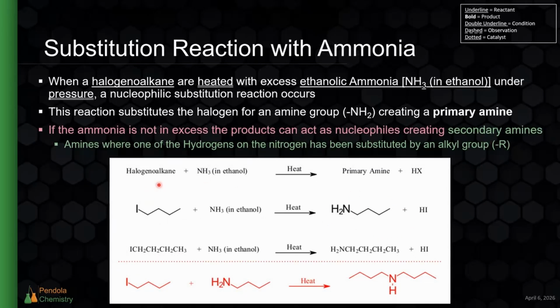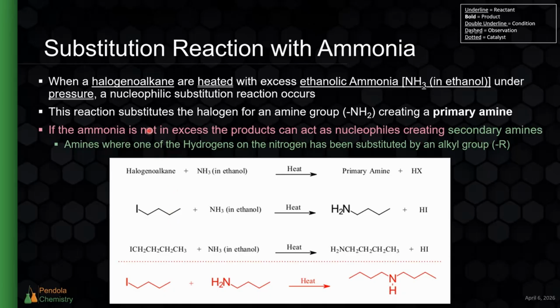And then there's the reaction of halogenoalkanes with an excess of ammonia in ethanol to produce a primary amine. And if we do not have an excess of ammonia, then we would also react that primary amine product with the halogenoalkane to create a secondary amine, which essentially replaces the hydrogen on the product with another carbon chain from the halogenoalkane. And that's it.